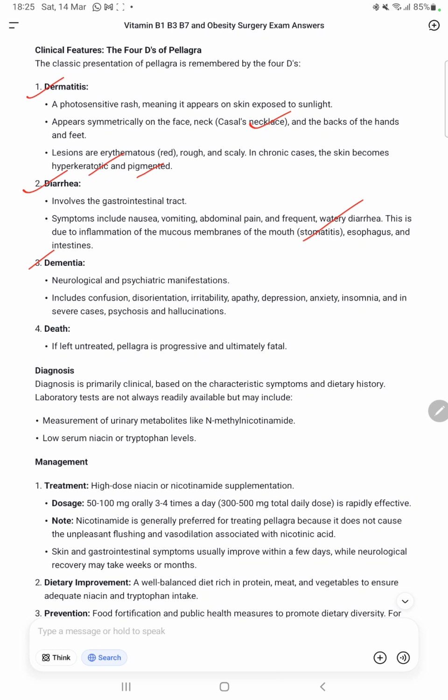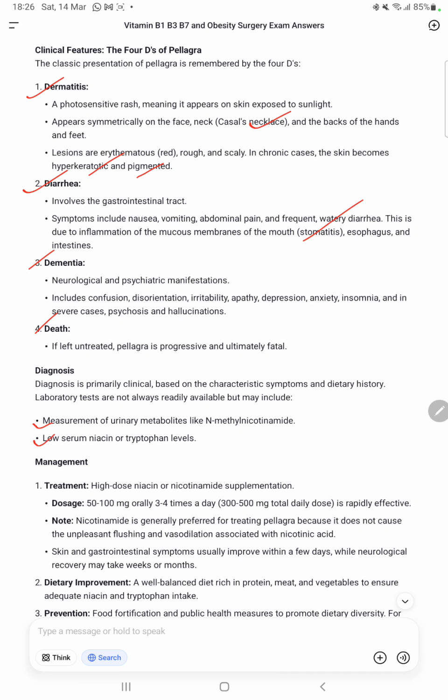Then there is dementia. Neurological and psychiatric manifestations can be seen. It is confusion, hallucination, psychosis, depression, anxiety, and death if left untreated. Then diagnosis: it's primarily clinical, based on the characteristic symptoms and dietary history. Measurement of urinary metabolites like N-methyl nicotinamide can be used, or low serum niacin or tryptophan levels can be seen.